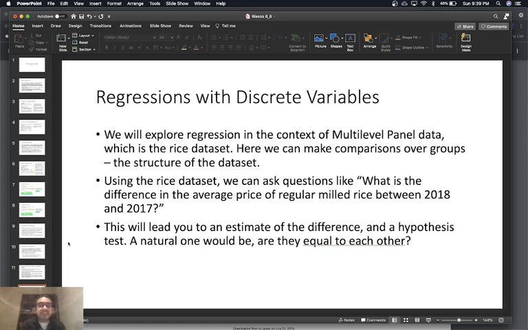So using the rice data set, we can ask questions like, what is the difference in the average price of regular milled rice between 2018 and 2017? This will lead you to an estimate of the difference in the hypothesis test. The natural one would be, are they equal to each other? So is the price of 2018 equal to that of 2017?